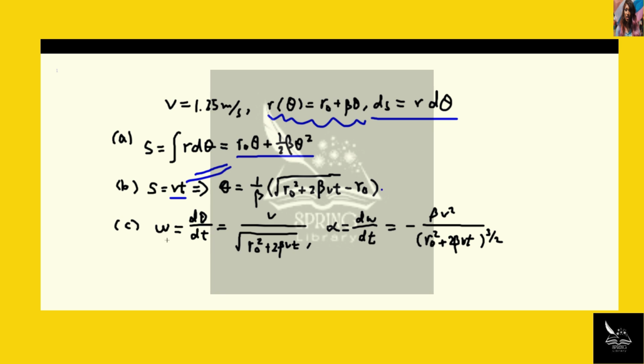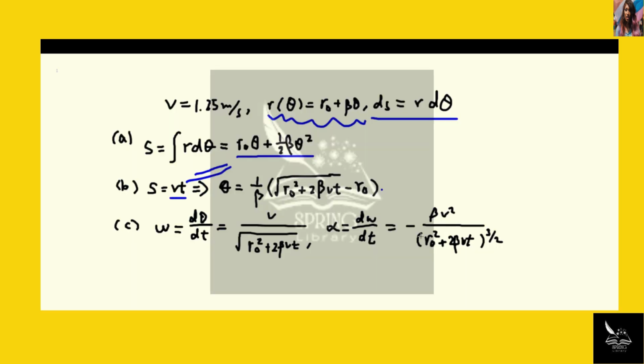For part C, the angular velocity is the time derivative of theta. So direct computation gives us this expression, v over the square root of r0 squared plus 2 beta vt. And angular acceleration is another time derivative of angular velocity, which is negative beta v squared over (r0 squared plus 2 beta vt) to the 3/2. Okay.